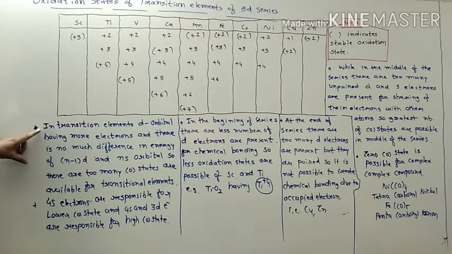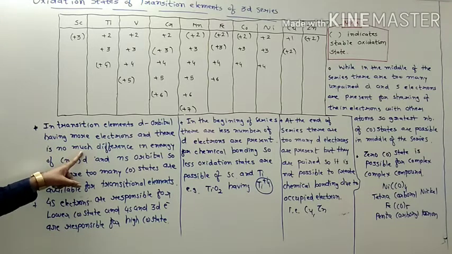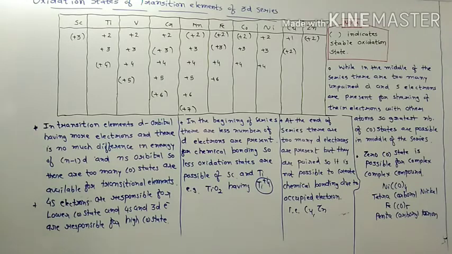Just see, in transition elements the d orbital has more electrons, and there is not much difference in energy of the d and s orbitals, so too many oxidation states are available for transition elements.